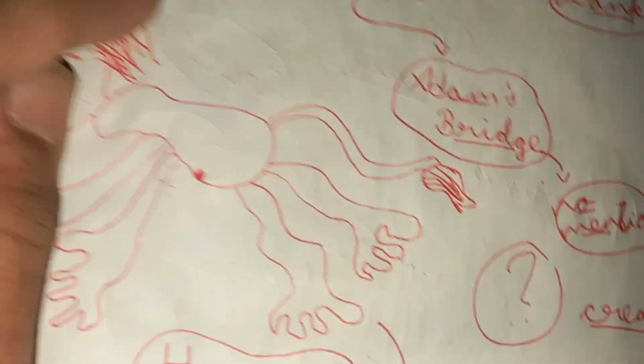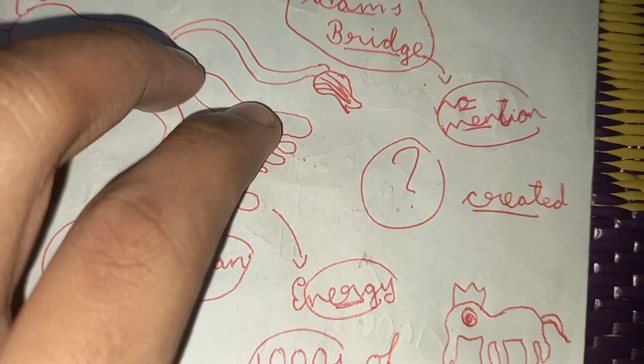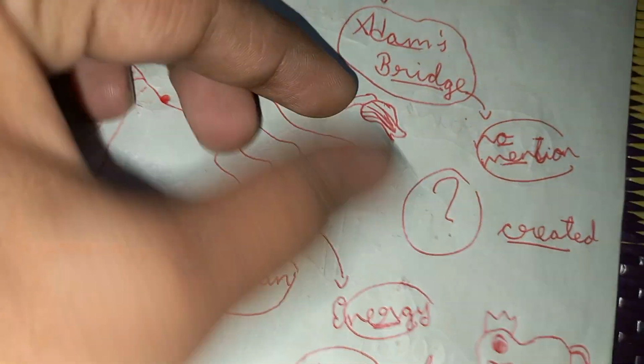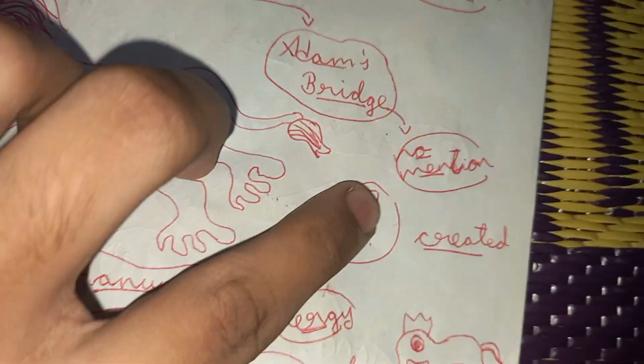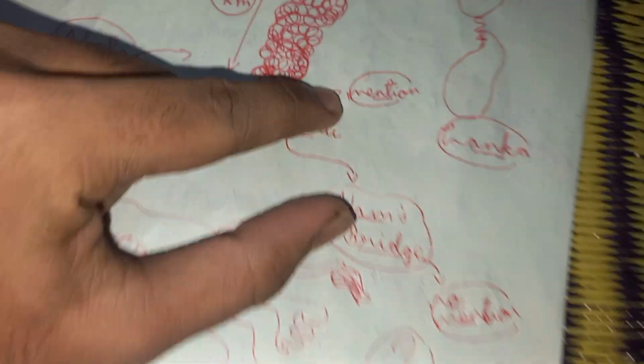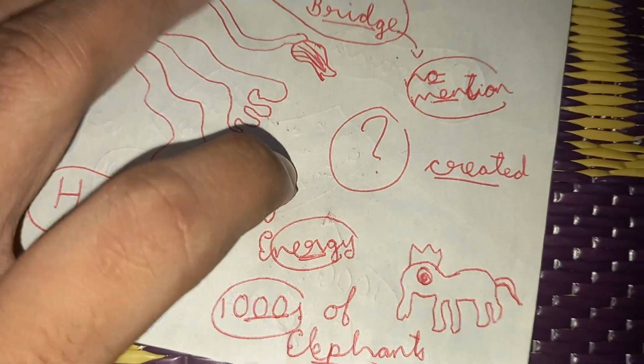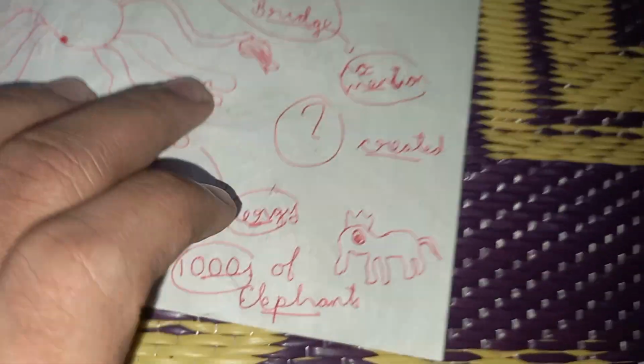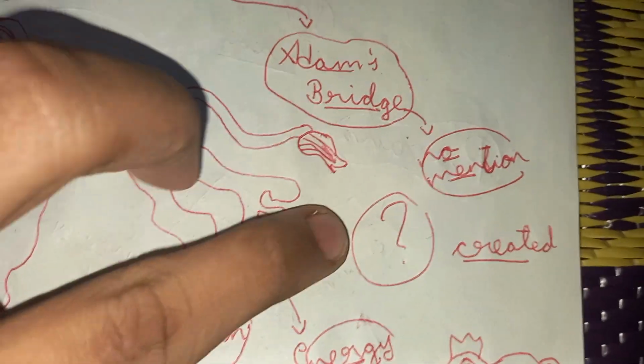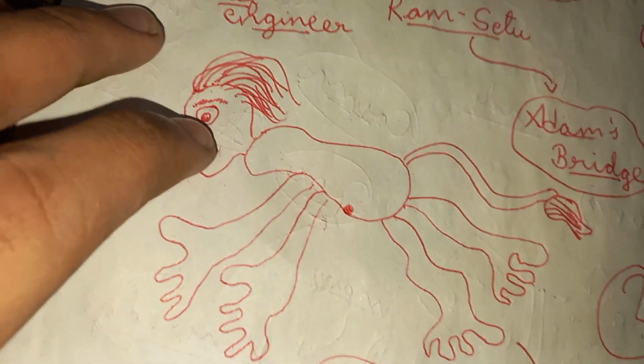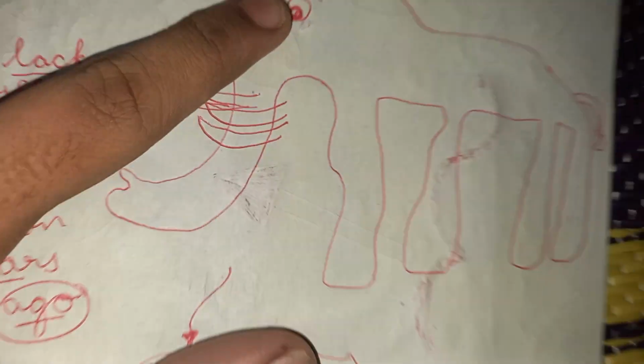To jump that far, we know Newton's law: for every action there is an equal and opposite reaction. He must push the rock with the same energy to jump a distance of about 34 kilometers. To jump that, he must put in the energy of more than thousands of elephants, not just thousands, but thousands and thousands of elephants' energy, to jump from Rameshwaram to Sri Lanka. And I'm going to tell you one more thing: how many years ago the Ramayana actually happened.